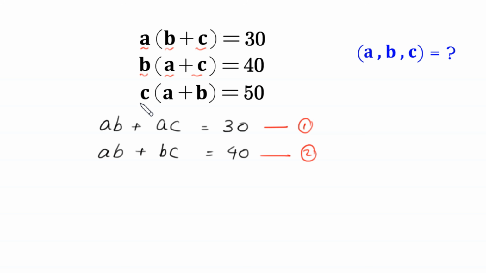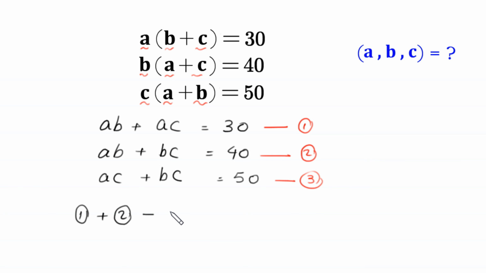And now we multiply this c by this a and by this b. So this c times a will become ac, plus this c times b will become bc, is equal to 50. We name this equation equation 3. Now we add equation 1 and 2, and from the sum of these two equations we subtract equation 3.